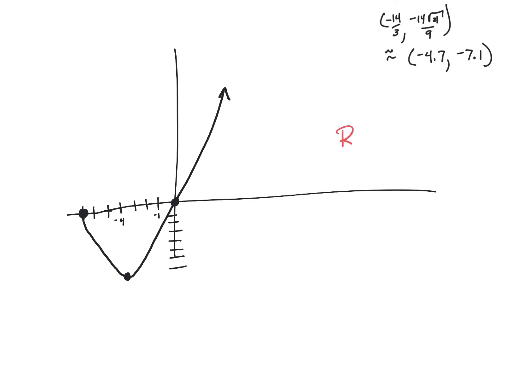So the only question we did not answer was what was the range. But now that you know that this is at negative 7.1, we can say negative 7, well actually we should do it exactly, negative 14 root 21 over 9 up to infinity.